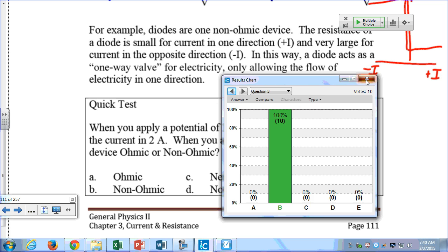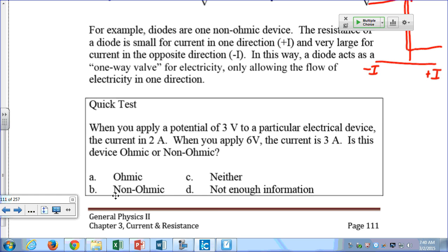He is right. That's good. We had this question just now, right? So if I have 3 volts and I apply it to the device and I get 2 amps, and then if I double the voltage, if it's an ohmic device, I should get what current? I should get 4 amps. So if I double the voltage, I should get double the current, but here I don't. I get 1.5 times the current. So that's a non-ohmic device. B is the right answer.